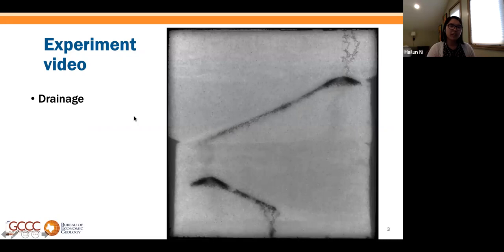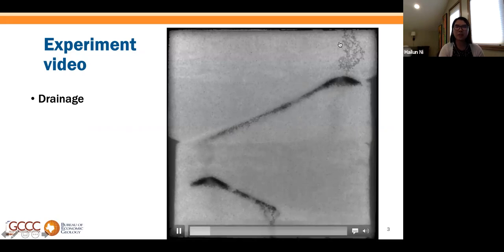Usually when you're doing a simulation with invasion percolation, this is where the simulation stops, when the non-wetting phase breaks through the domain. However, in this experiment, we can see that actually a lot of things are still happening even after the domain has been broken through. And here we see a new finger flow path is established.